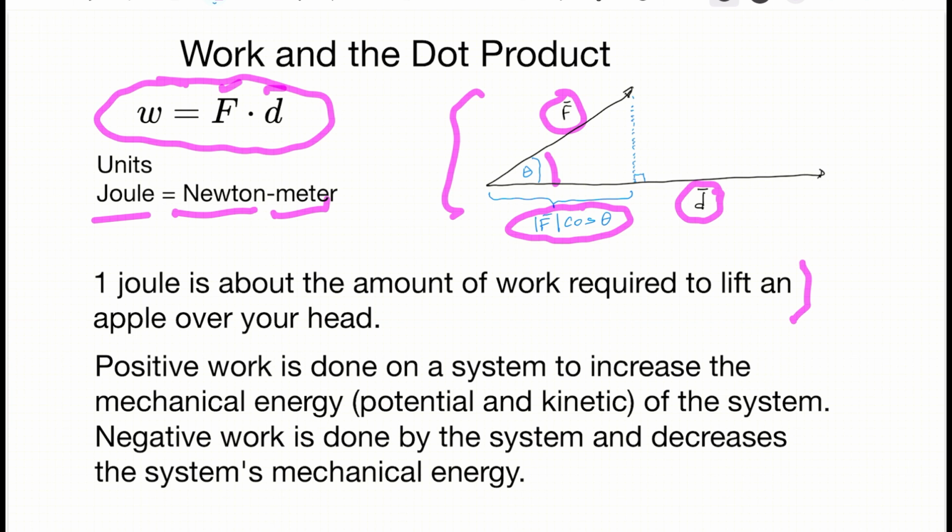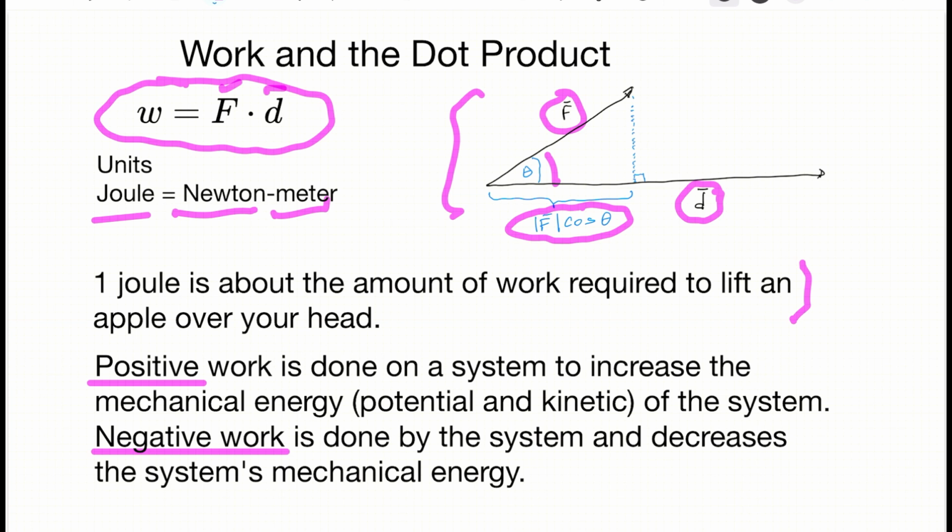Now we talk about positive work, and we're going to talk about negative work. Positive work is done on a system to increase the mechanical energy, either potential or kinetic. So if you have a backpack full of books and you lift it from the floor and put it on the desk, you've now increased the potential energy of the backpack. So you've taken the system of the backpack and increased its mechanical energy. You put work into the system.